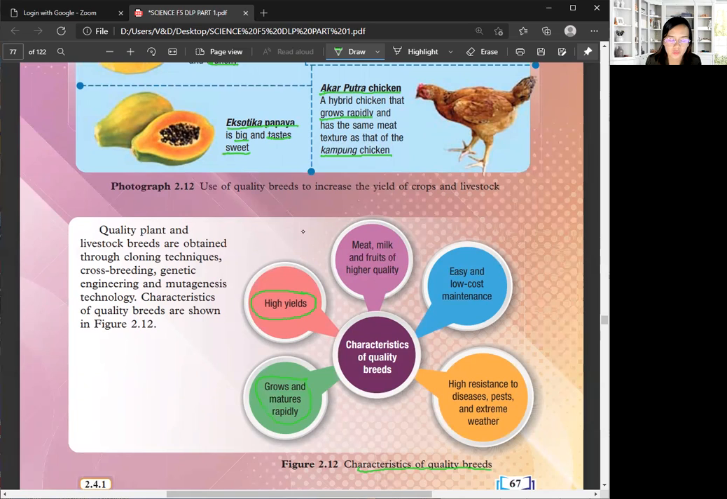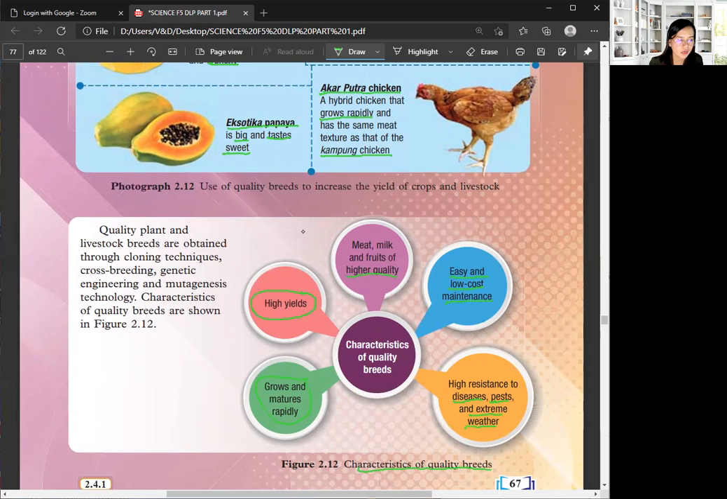Then next one, meat, milk, and fruits of higher quality. And then easy and low cost maintenance. Tidak mengeluarkan banyak wang untuk menanam atau memelihara sumber makanan ini, ya. And the next one, high resistant to diseases, pests and extreme weather, right? So this is to make sure that the hybrids or the food sources is maintained, and never out of stock.